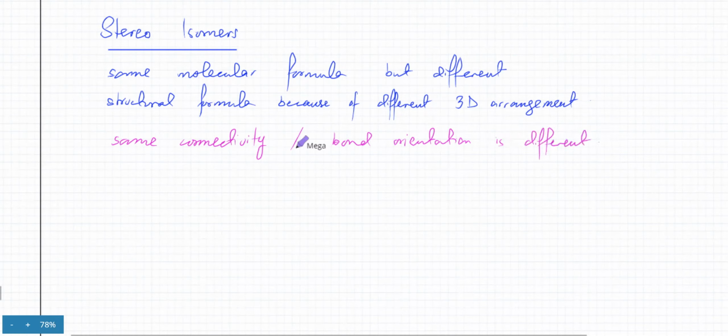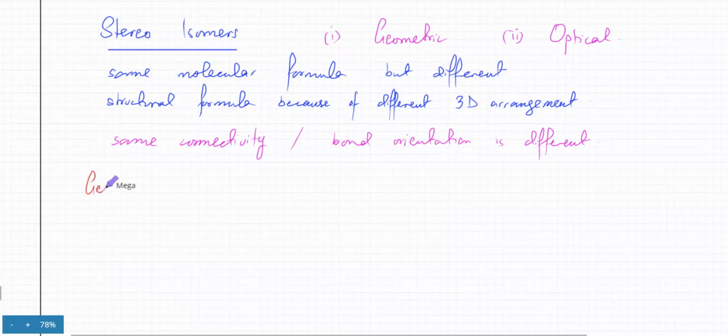Stereoisomers have two versions. Number one is geometric, and number two is called optical. So there are two basically different types of stereoisomers, geometric and optical. We're going to talk about geometric isomers first. Geometric isomers are also referred to as cis trans. One of the molecules is going to be called cis and the other one would be called trans.